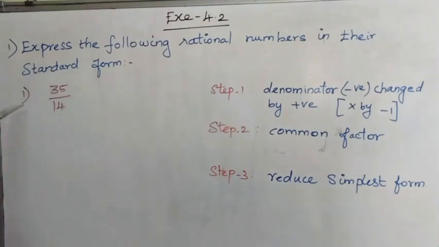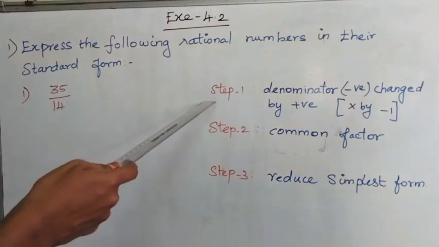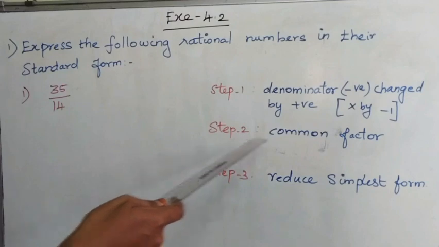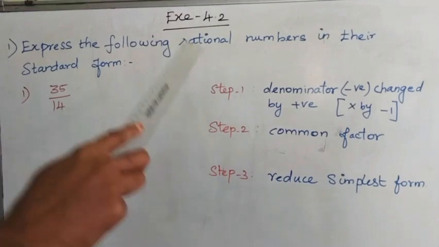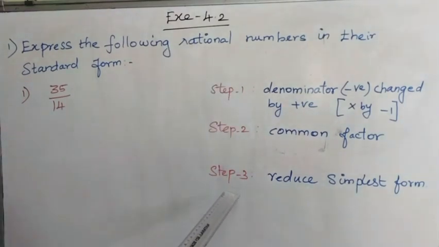Okay, the given number is 35 divided by 14. See, is the denominator positive or negative? It is positive. So the first step we don't use here. Next we have to take the common factor for numerator and denominator, and the next step we have to reduce to the simplest form. So for the standard form, there are 3 conditions, students.